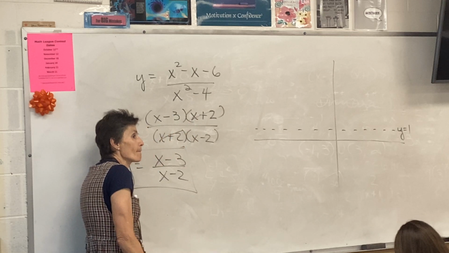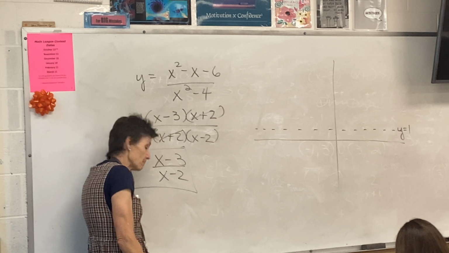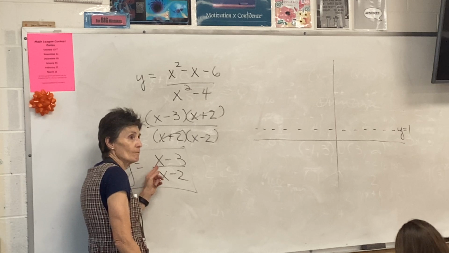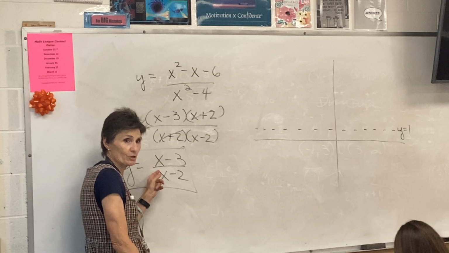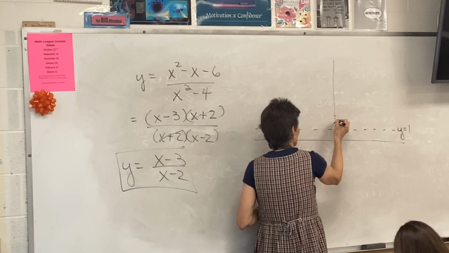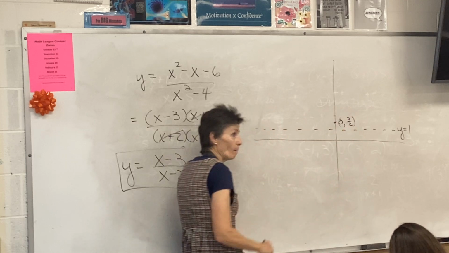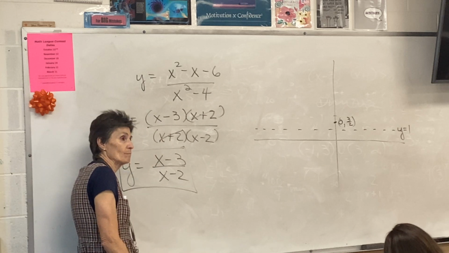Okay. Jarius, give me something else in that list. Can we plug 0 for the x's to get the y? Absolutely, we can do that. Okay. So if we put in 0 for the x's, we get 3/2. So my y-intercept is 0, 3/2, or 1.5 if you are a decimal person. Perfect.